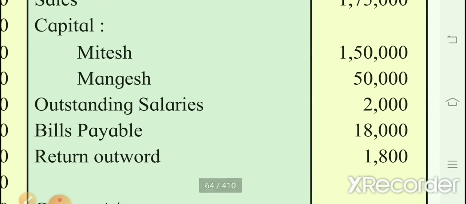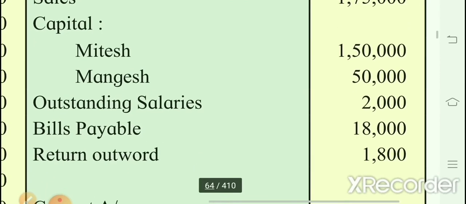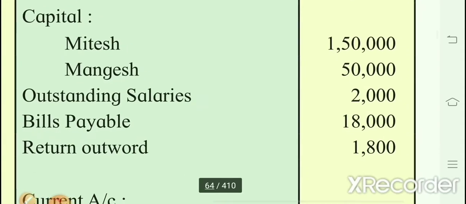Next, capital balances. Now, the capital balances of partners will be written as it is in our balance sheet. That is, on liability side, write capital Mitesh 1,50,000, Mangesh 50,000 on outer column. As this problem is based on fixed capital method, we cannot change the amount of capital.